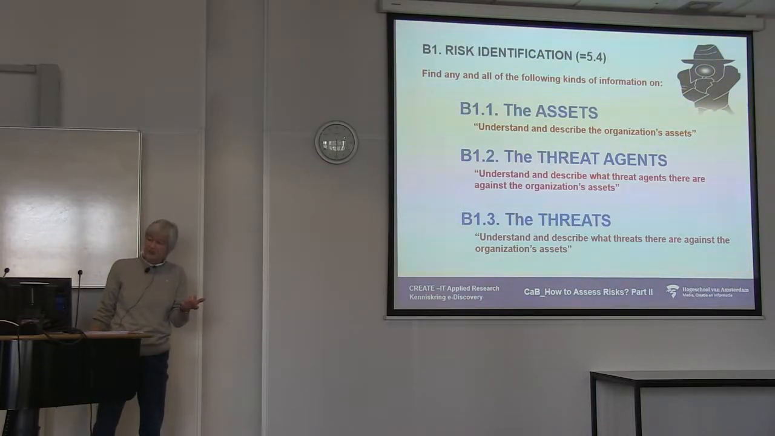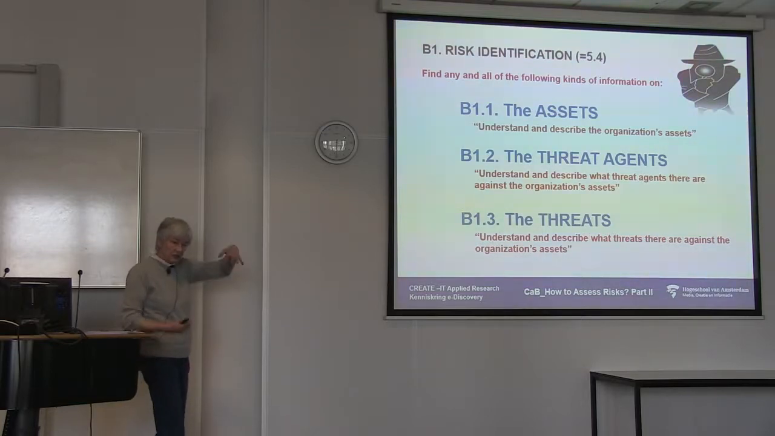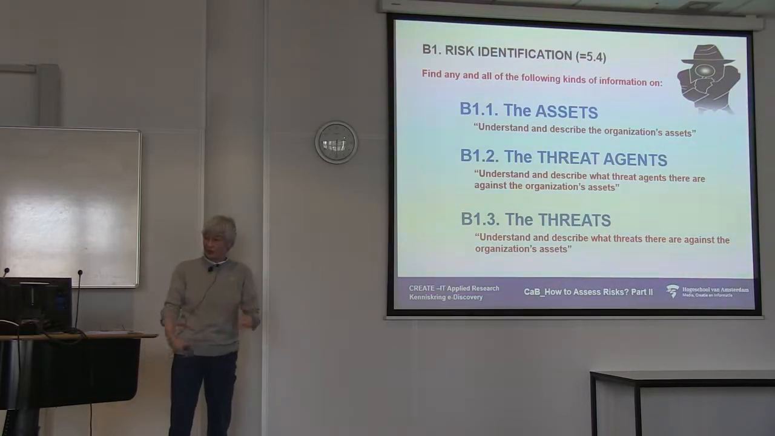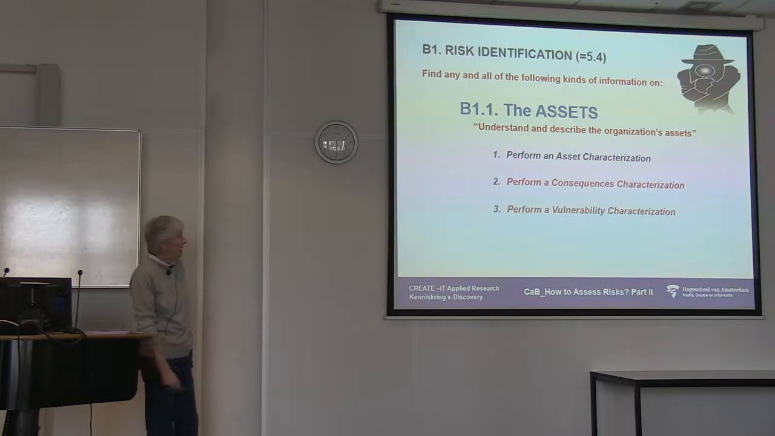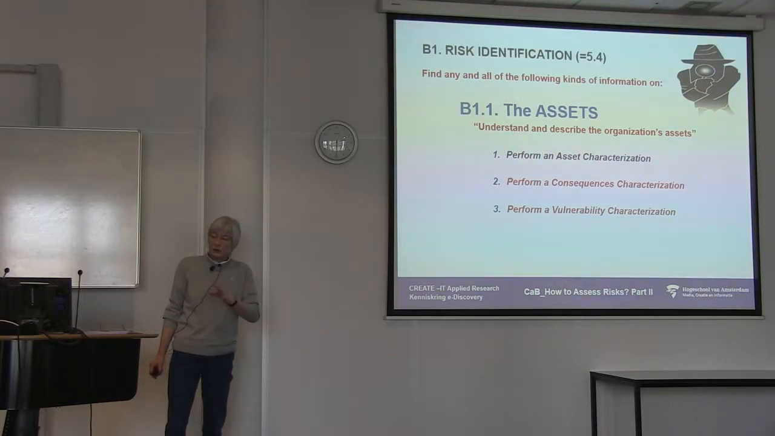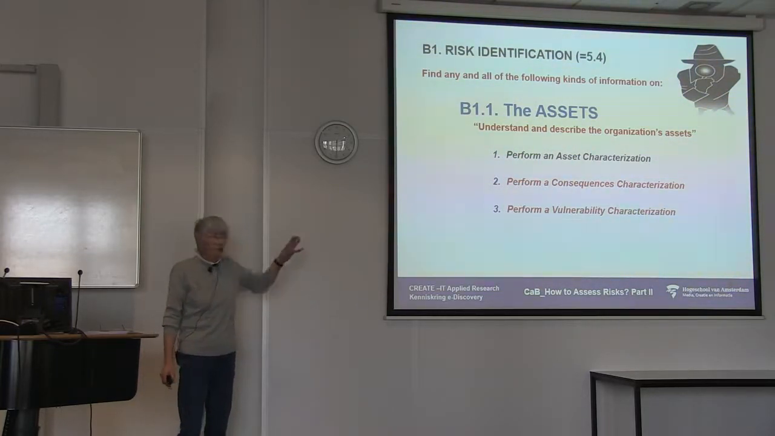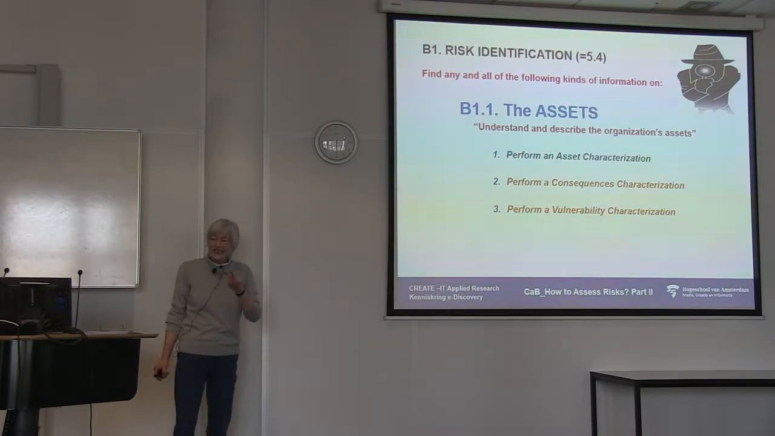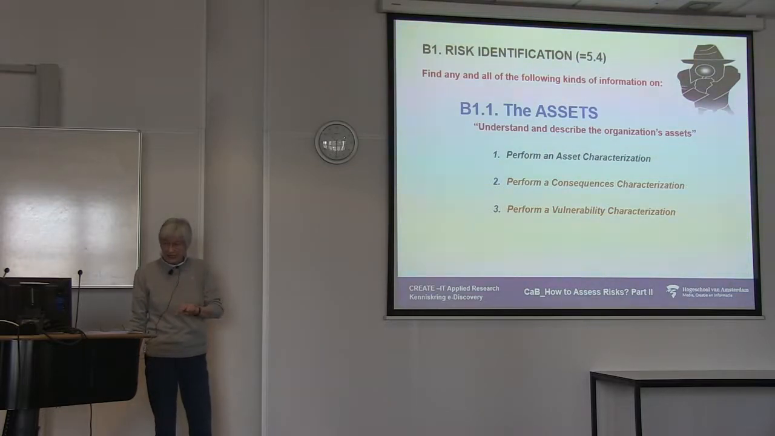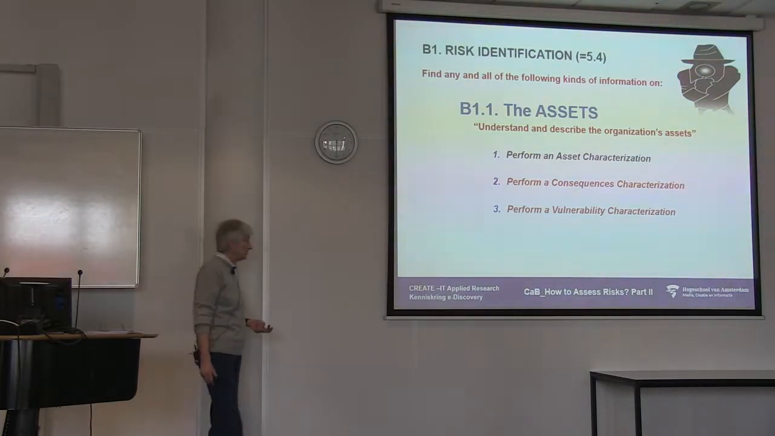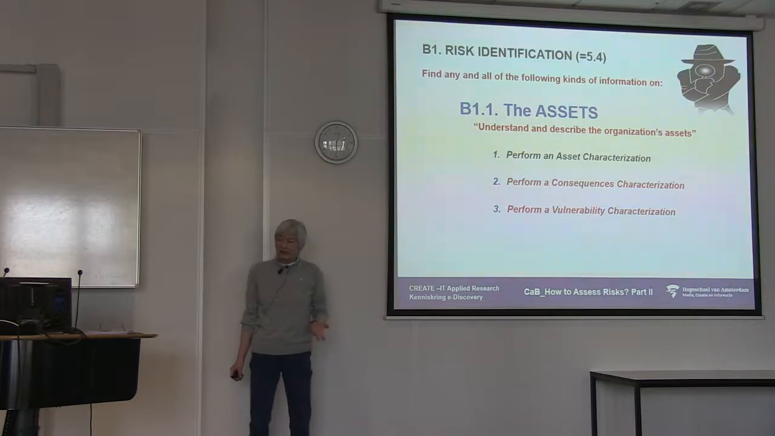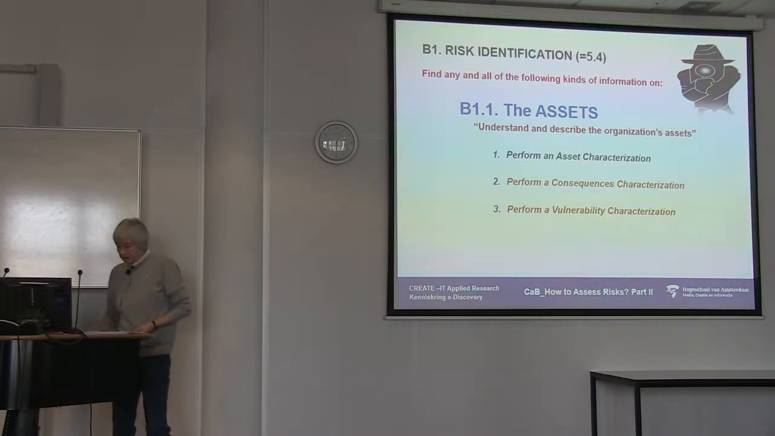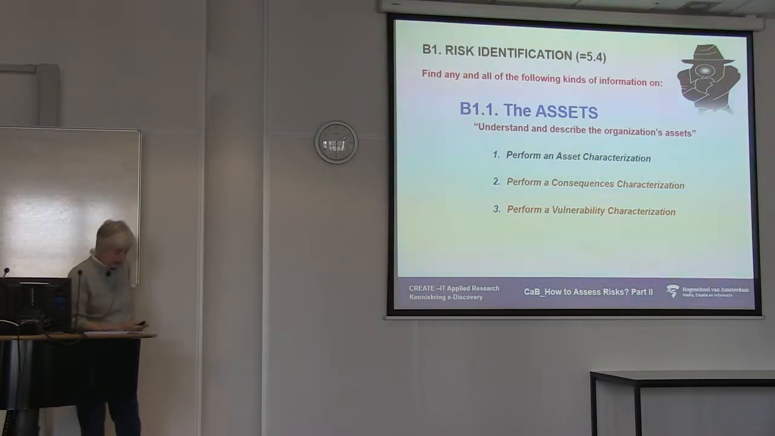The next big B step is B2, the risk analysis. Then we are going to combine all the results that come from B1, the risk identification. Today, we'll cover performing asset characterization. We need two extra steps, but I won't talk you through them today. That's in our fourth lecture. Then we are going to look into the consequences and the vulnerability of assets. So today it's only perform an asset characterization.